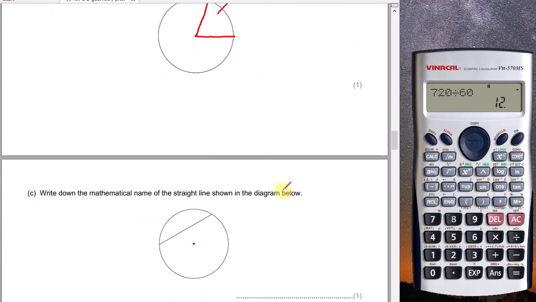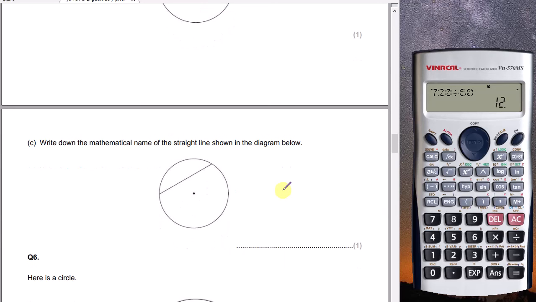Next bit. What type of line is that? Well, if you think about loads of them going across, if you look at a guitar and its strings, if you string across all of them, it's a chord. Just as a little note, a chord breaks a circle into segments. So the bits either side of a chord are segments, and they're called minor, the small one, and major.